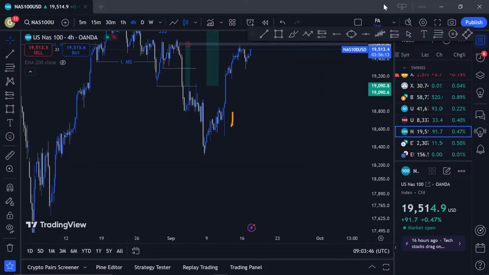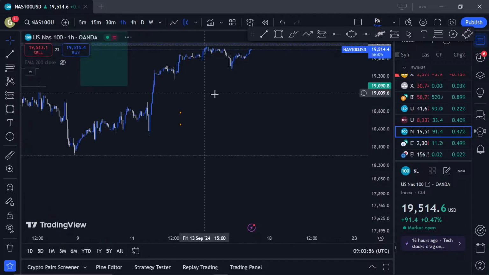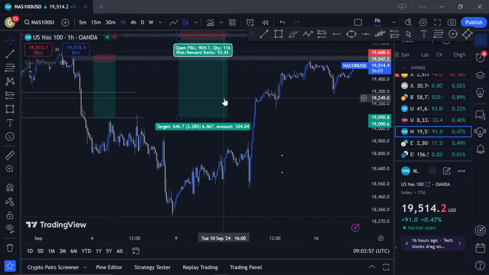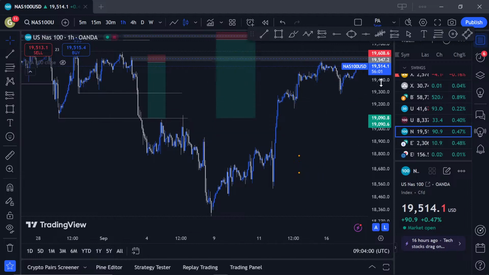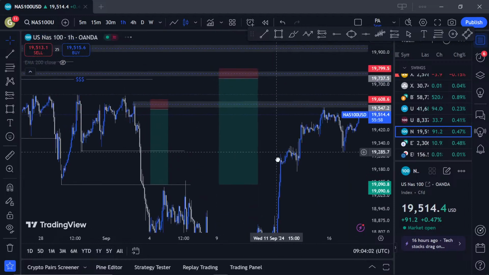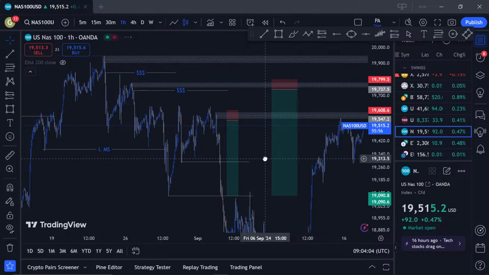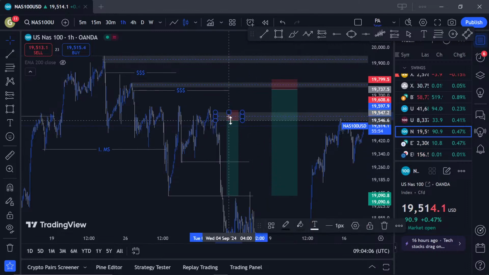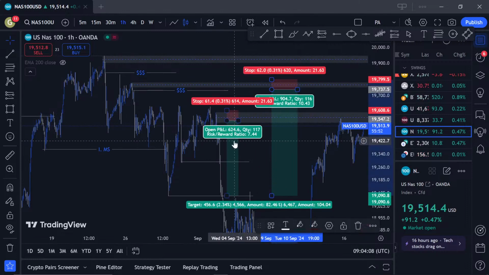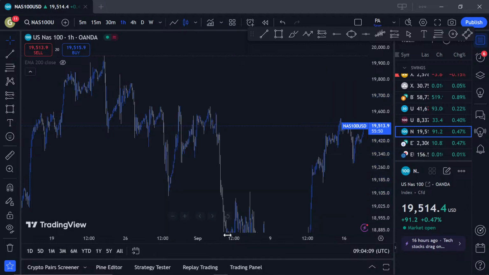So next is US Tech 100. Let me just clear it off. I actually have a setup here from long ago. I believe the market just traced back to the level. Yeah, I know I had the setup here a very long time ago. So let me just clear it all off.